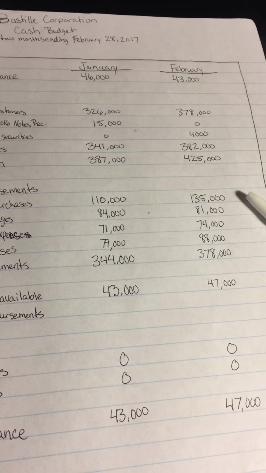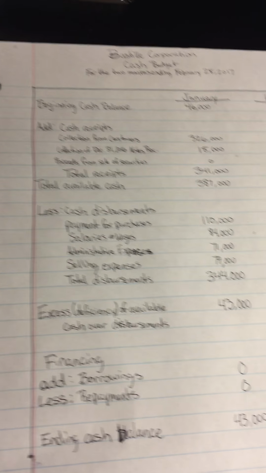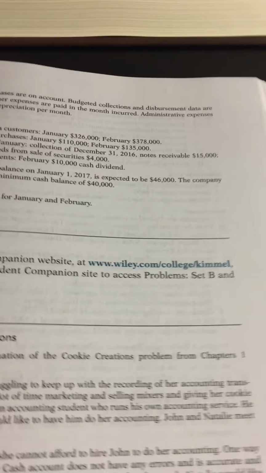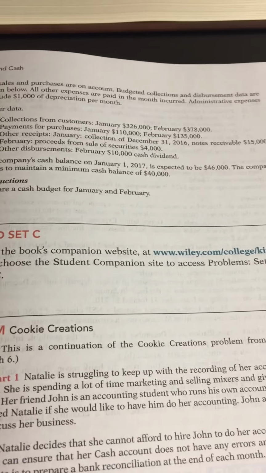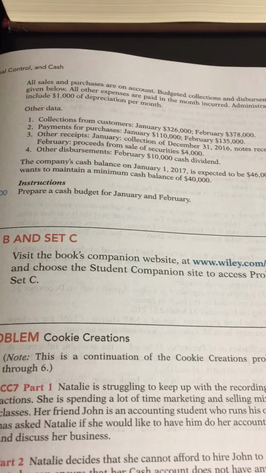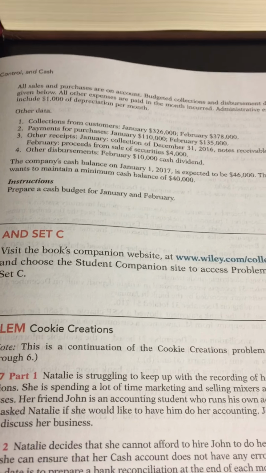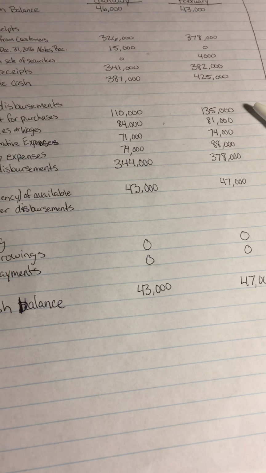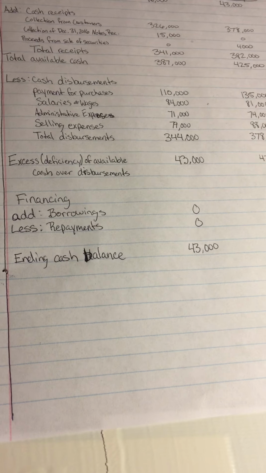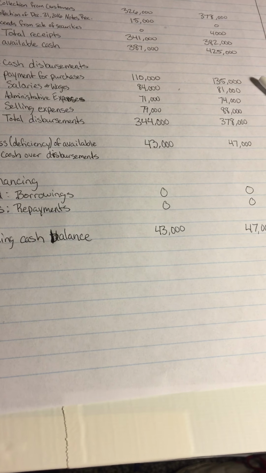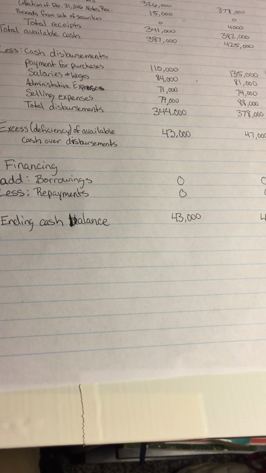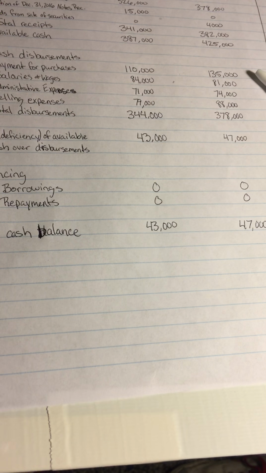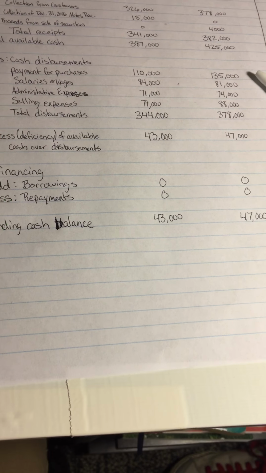So this one's kind of easy because you actually met your minimum cash balance. Remember, the company wants to maintain a minimum cash balance of $40,000, and you maintain that for both months, $43,000 and $47,000. So the financing part is pretty easy for this one, because you're not going to have to finance because you're meeting your budget.